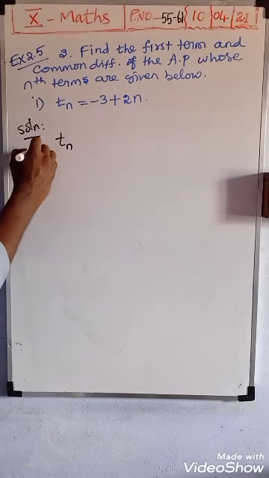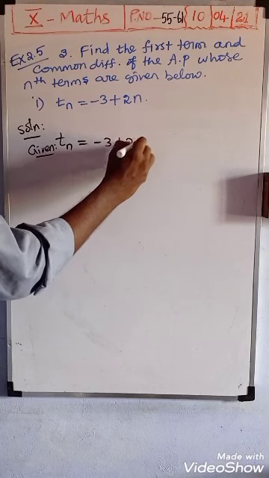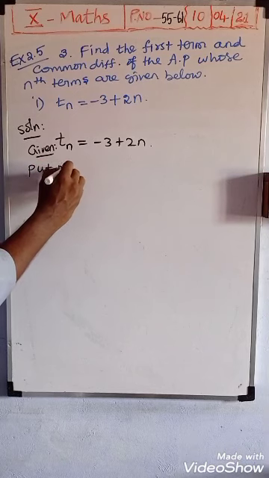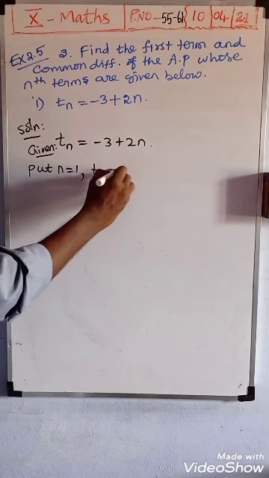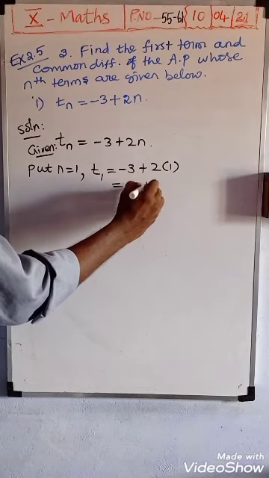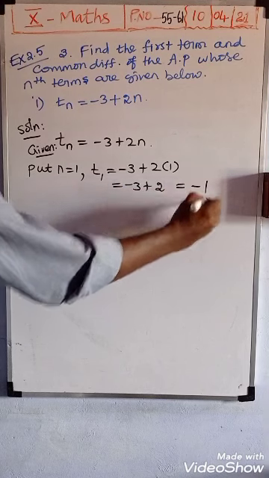First, given Tn is equal to minus 3 plus 2n. Now to find the first term, put n is equal to 1. So T1 is equal to minus 3 plus 2 times 1. Minus 3 plus 2 ones are 2. So minus 3 plus 2 gives minus 1.